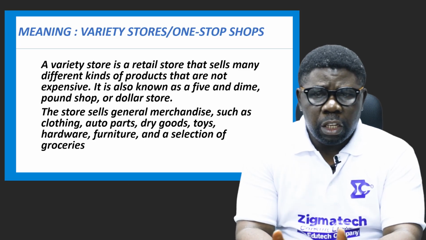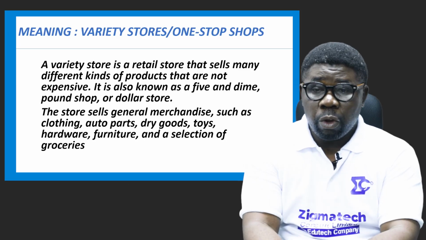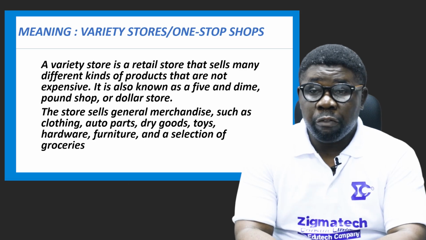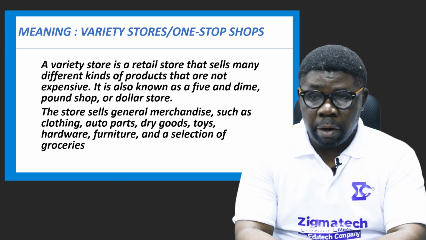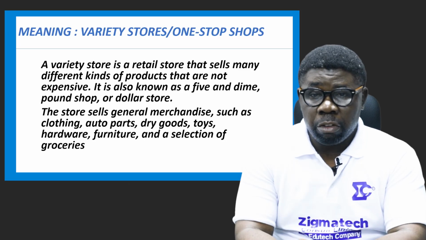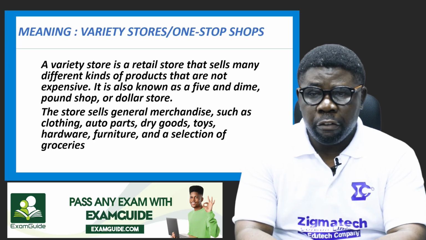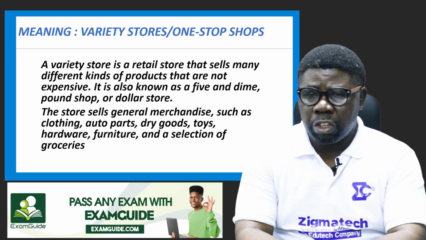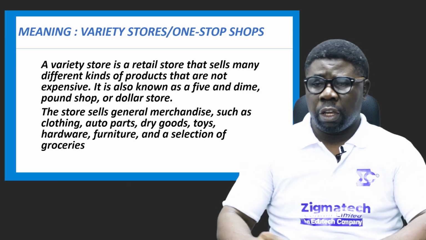All right. So the store sells general merchandise. Anything you can think of, that's what it means. Anything you can think of, you can buy it from the variety. That's where the word variety comes from. Whatever you can think of, as far as it's legal, and it's tradable in the marketplace, you can buy it from a variety store, such as clothing, auto parts, dry goods, toys, hardware, furniture, a selection of groceries, etc. These are the kind of things you can buy from what? From a variety store.